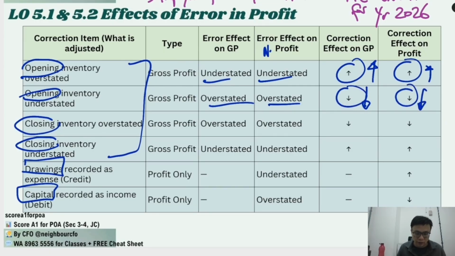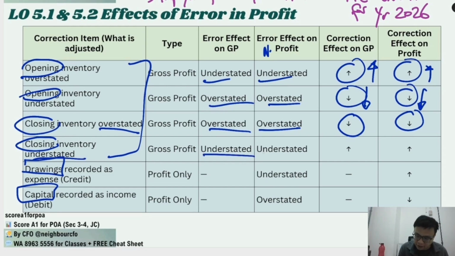And we also talk about the closing inventory, whereby we illustrated earlier, if the inventory is overstated over here, this is where the effect on the GP and MP will be overstated, and when you do the correction, the profit will reduce. And last but not least, we talk about the flip side of it, right? If closing inventory is understated, of course, your GP and your MP will be understated respectively. And when you do the correction, of course, the effect is that the GP and the profit, the MP, will go up.